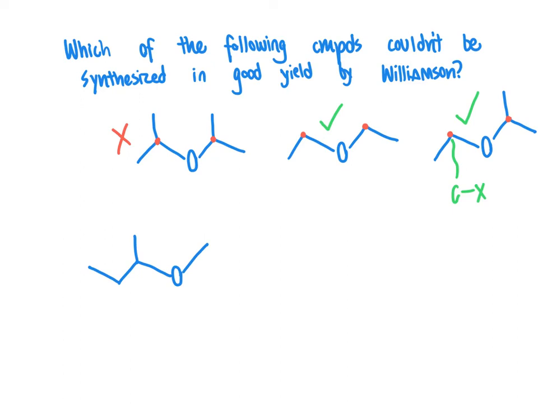We come down here to the bottom. This is a secondary carbon right there, so that's not going to be a good place to put the alkyl halide halogen in our starting material. But if we come over to here, that is a primary carbon, so this would be an excellent situation to do a Williamson ether synthesis.